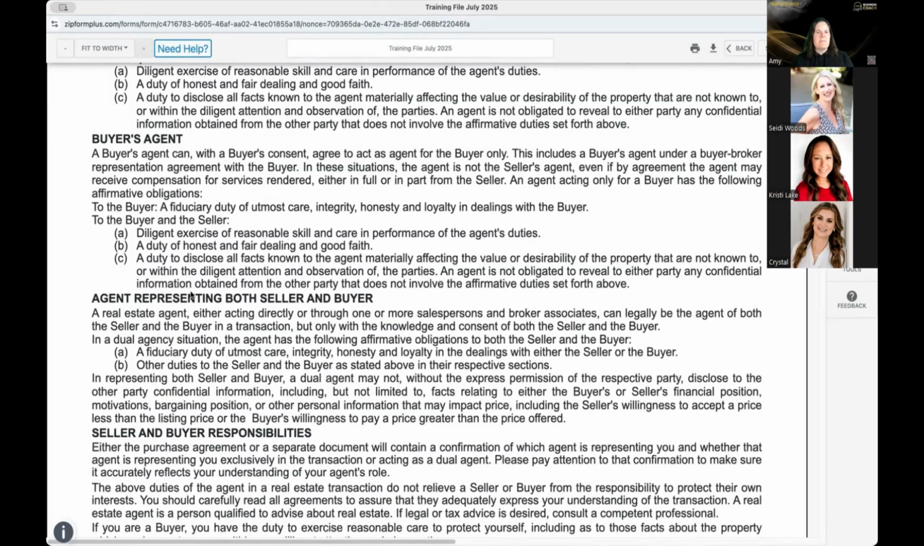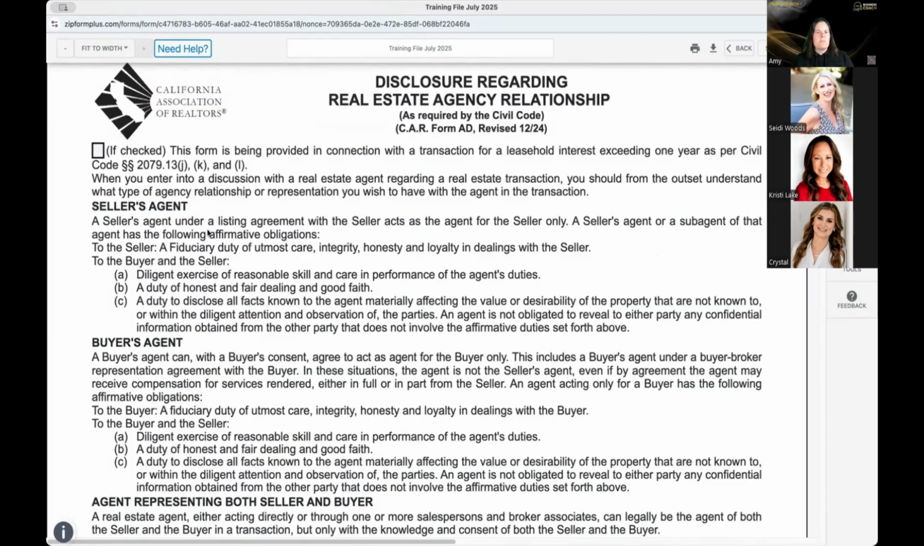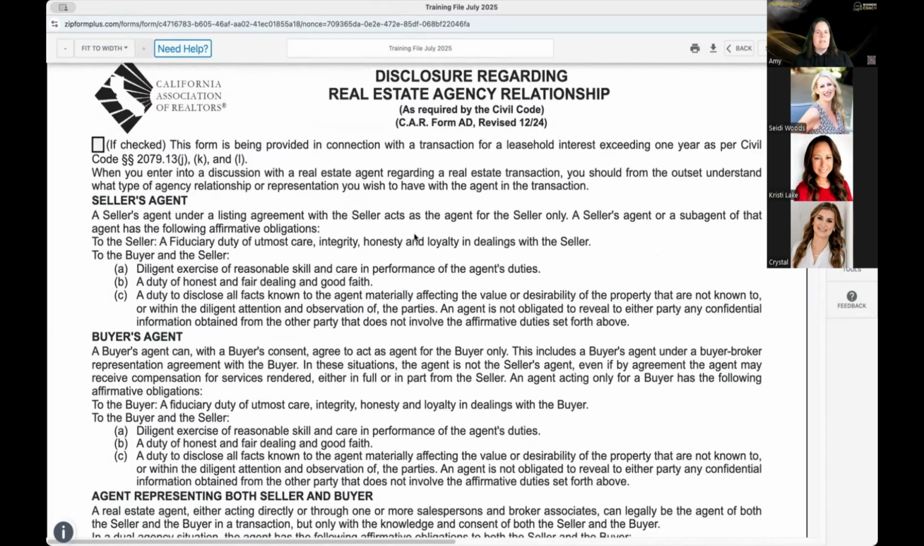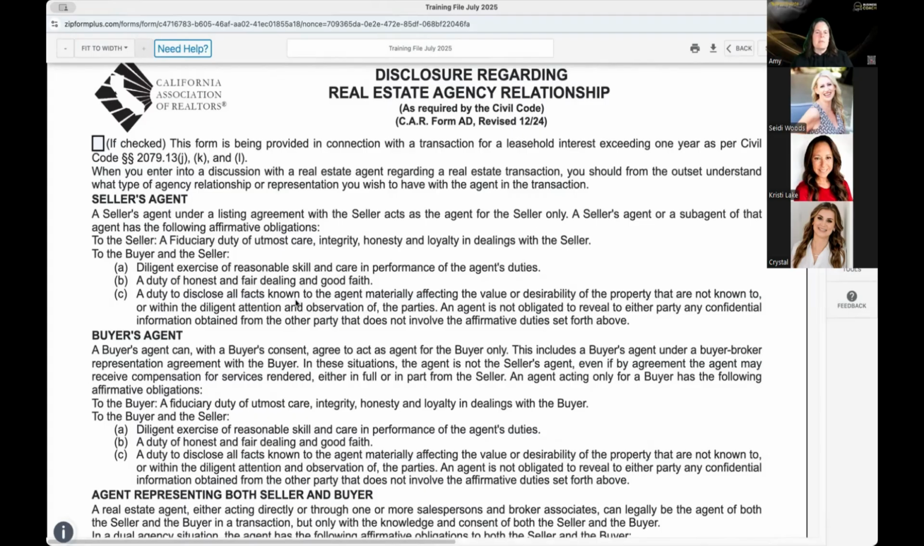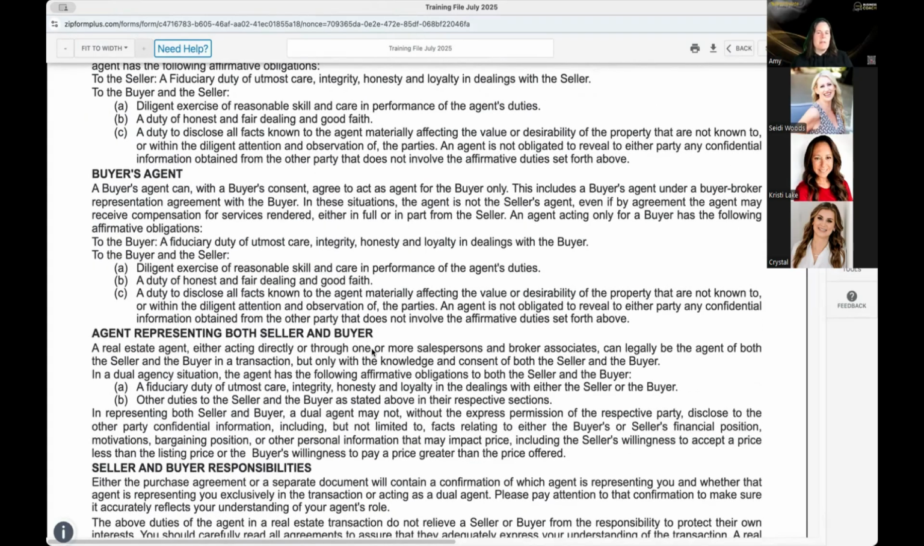Then, whoever you represent, for example a seller's agent under the listing agreement, acts for the seller only. The seller's agent, or a sub-agent of that agent, has the following duties to the seller: fiduciary duty of utmost care, integrity, honesty, and loyalty in dealings with the seller. Confidentiality is also super important. It's not listed there, it'll be listed someplace else, but you do have the responsibility to keep confidential information confidential.